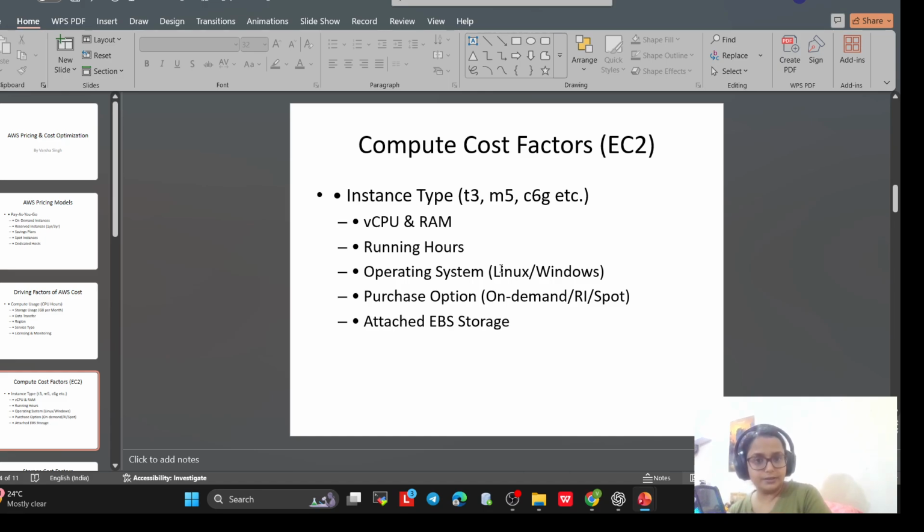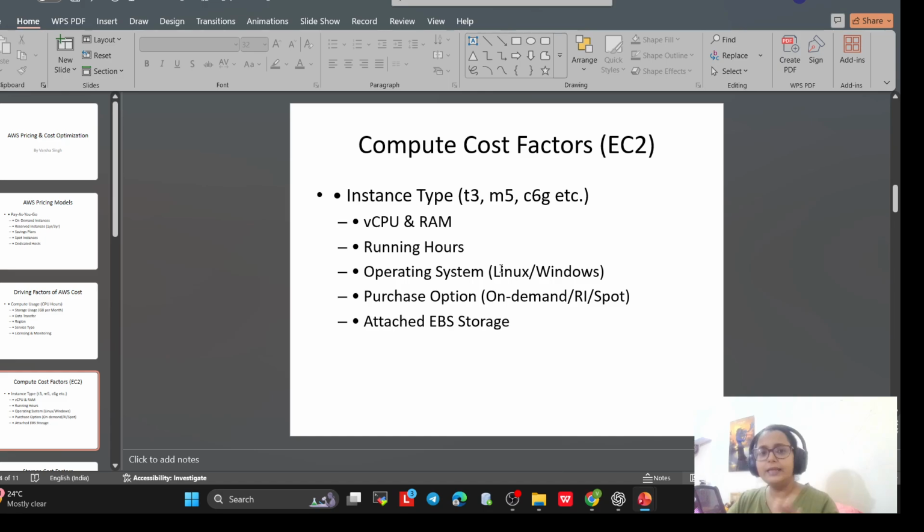So when we are choosing the instance, we have to see how much CPU and how much RAM we need, for how many hours the instance is running, and what the operating system is, like Linux, Windows, or Ubuntu. So it depends. Then the purchase option: on demand, reserved instance, spot instance. And how much EBS, which means Elastic Block Store, which we use for large files. So we have to keep all these things in mind.